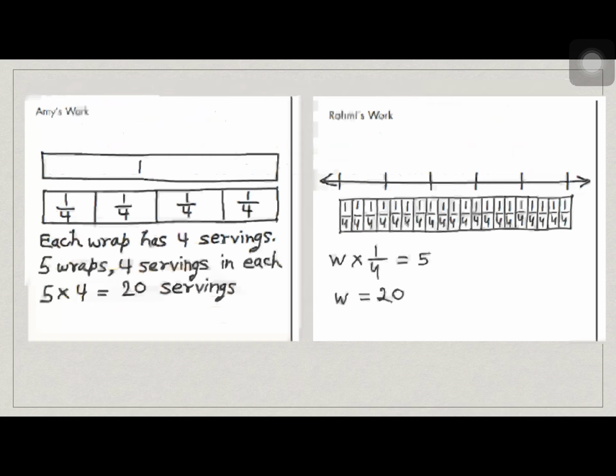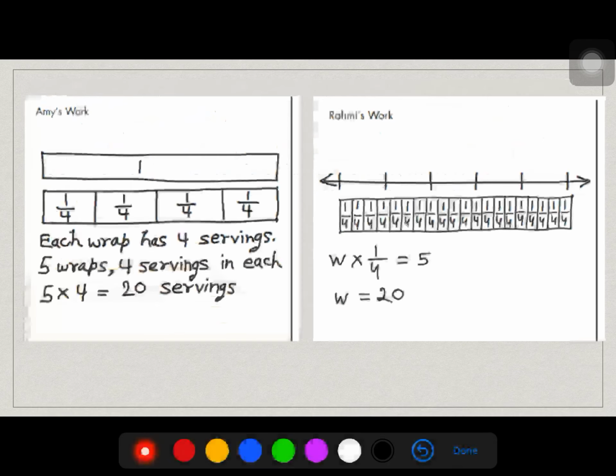Good. Well, let's look at Amy and Ramey's work. Amy does this by finding out what he gets from one wrap. One wrap, she says, gives him 4 servings. And then she takes that concept and multiplies it by the 5 wraps he bought to get a total of 20.